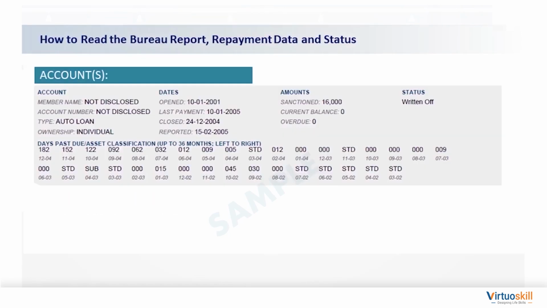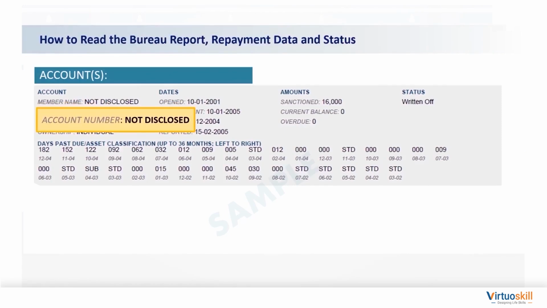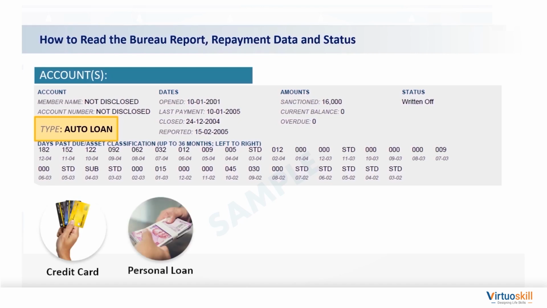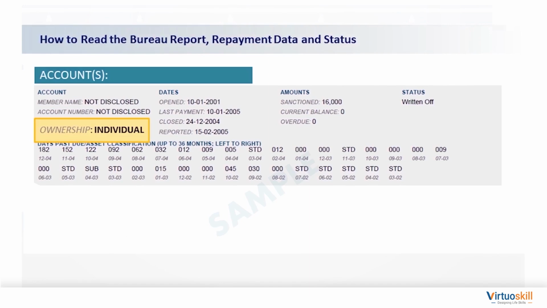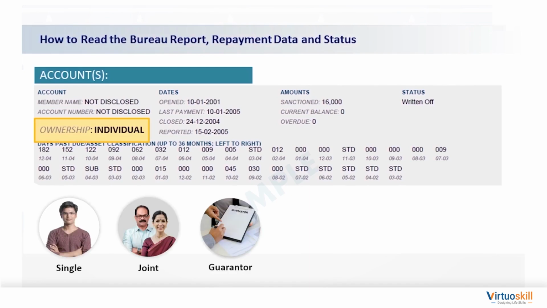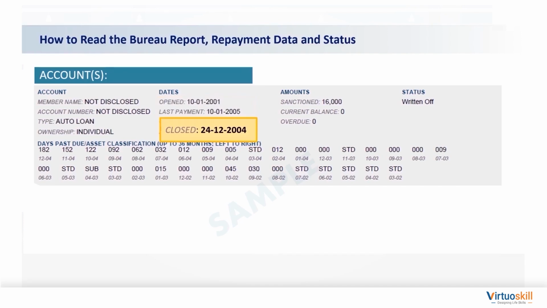Your account details. This section contains details such as the lender's name, account number, account type, like is it a credit card, personal loan, etc., ownership, single or joint or guarantor, date of account opening or closing, and the last date when these details were reported to the bureau. As lenders, we have to ensure that the details reflected in the account are factually correct and these details match with the information available on the current loan application.